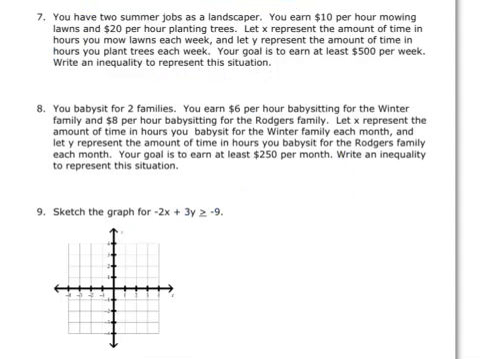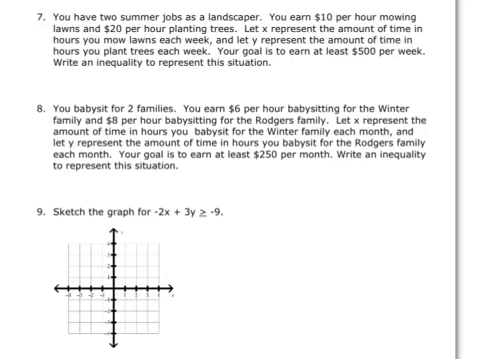Okay, you have 2 summer jobs as a landscaper. You earn $10 per hour mowing lawns and $20 per hour planting trees. Let X represent the amount of time in hours you mow lawns each week, and let Y represent the amount of time in hours you plant trees each week. Your goal is to earn at least $500 per week. Write an inequality to represent the situation.